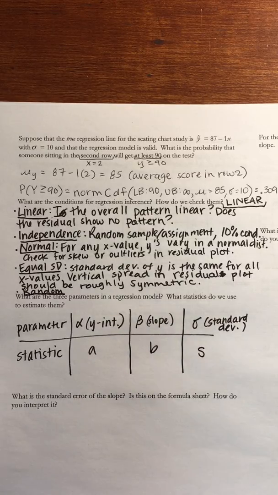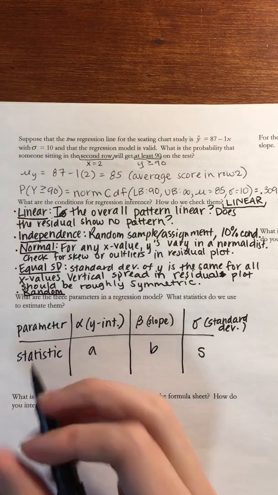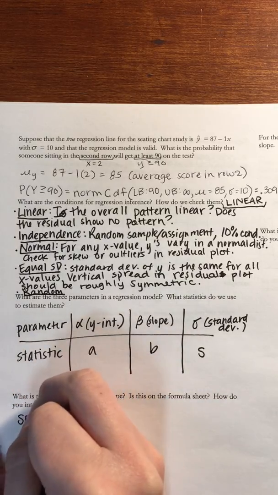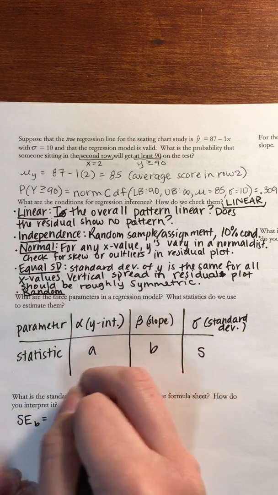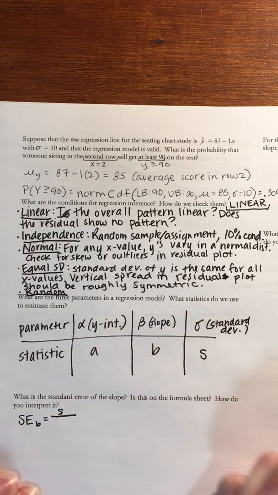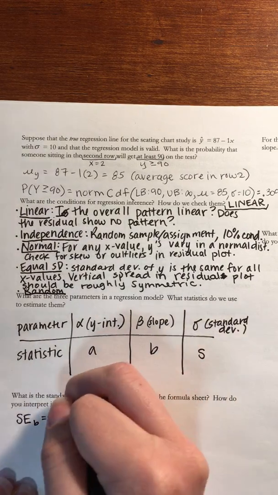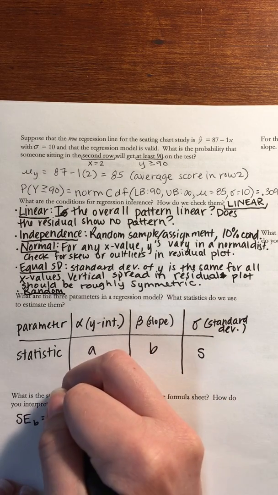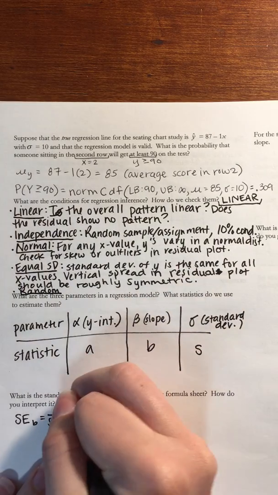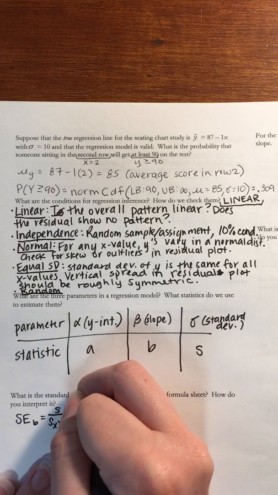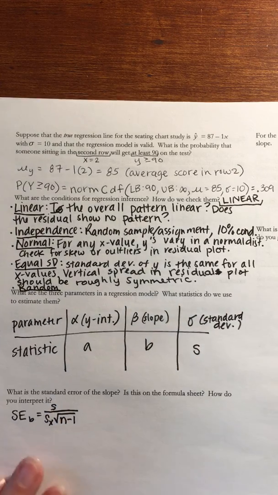What is the standard error of the slope? Is this on the formula sheet, and how do you interpret it? So SE of b is equal to the standard deviation of the statistic divided by the standard deviation of the sampling distribution times the square root of n minus 1, and it is on the formula sheet.